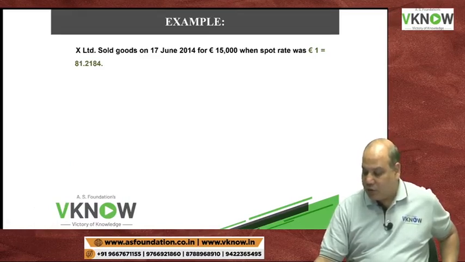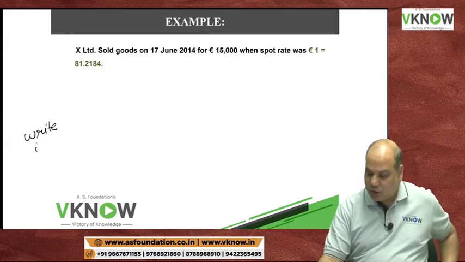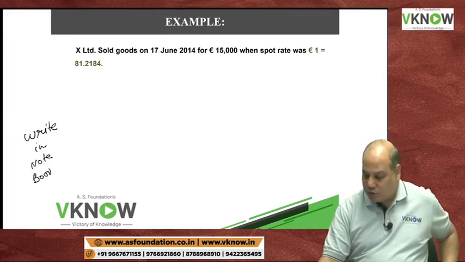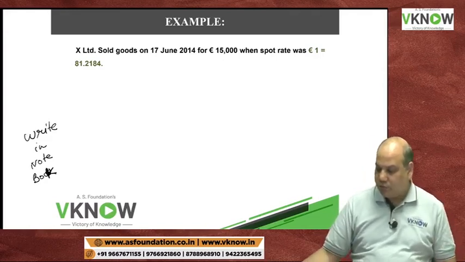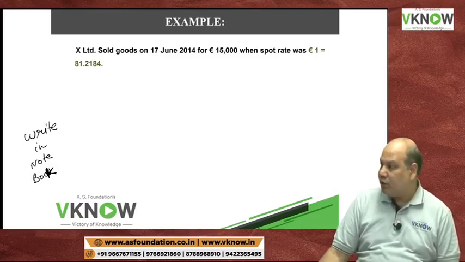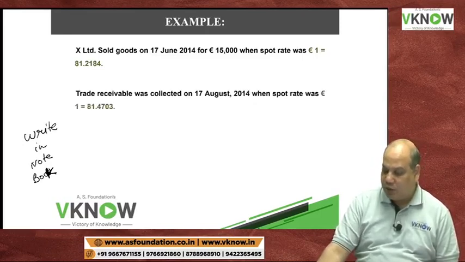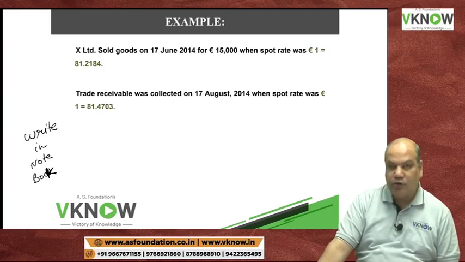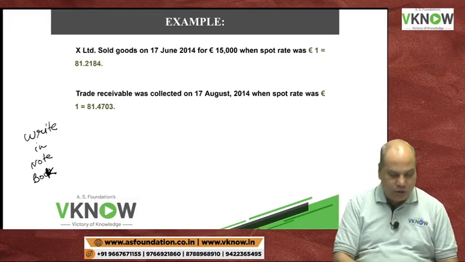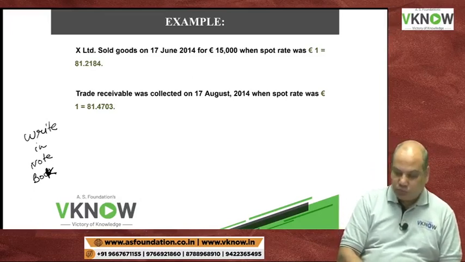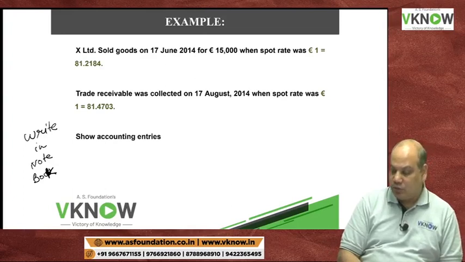For 15,000, when the spot rate was, everybody write in the notebook, when the spot rate was 1 euro equal to 81.2184. Second line: trade receivable was collected on 17th August 2014, when the spot rate was 1 euro equal to 81.4703. Show the accounting entries.